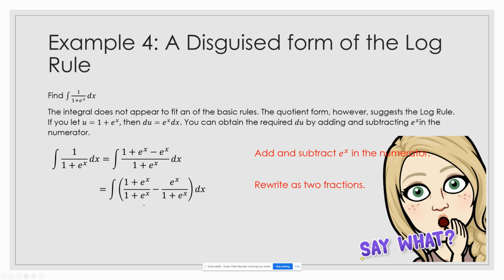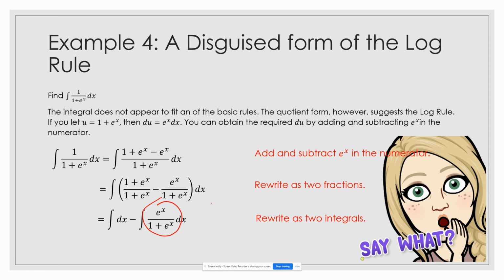This equals 1, and this equals, well, we don't know yet. So let's rewrite it as our two integrals. We're going to have the integral of 1, or dx, minus the integral of e to the x over 1 plus e to the x dx. And this we now can do u substitution on.